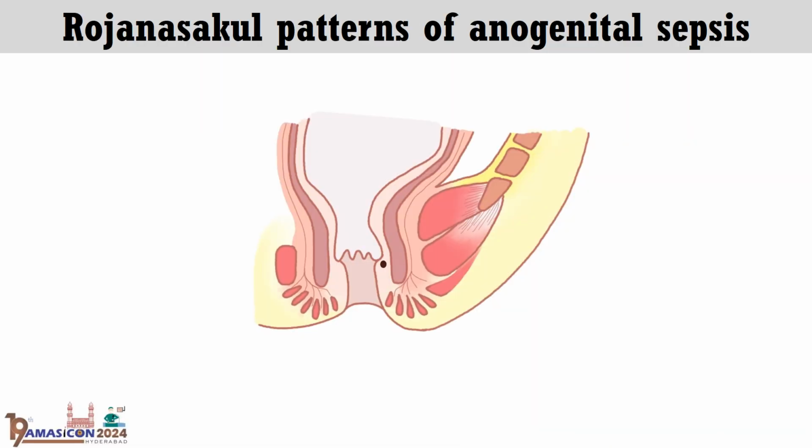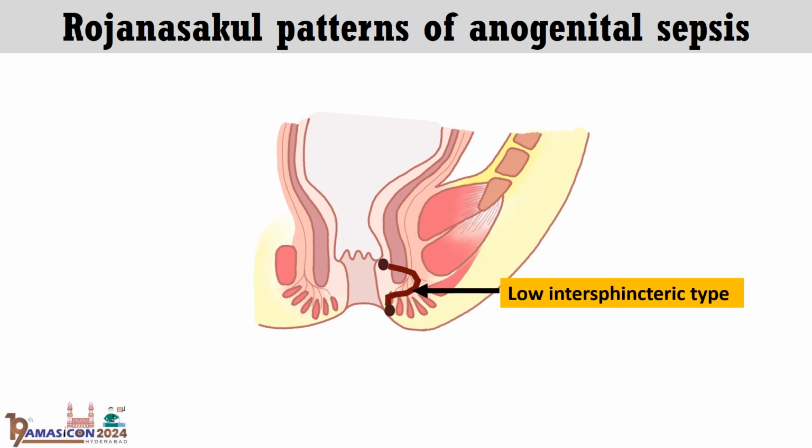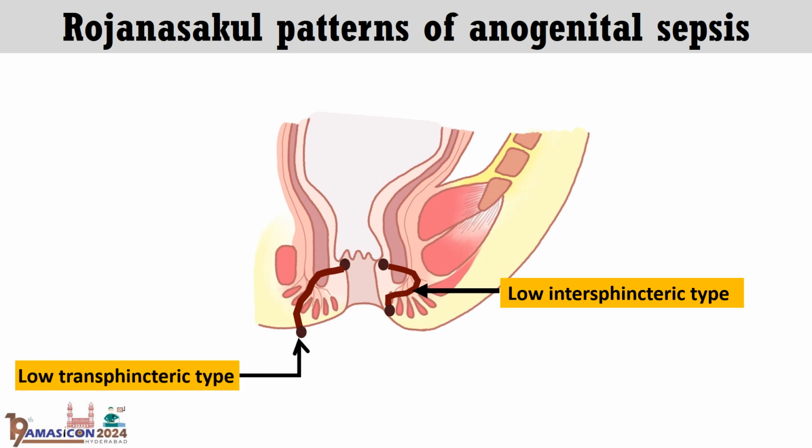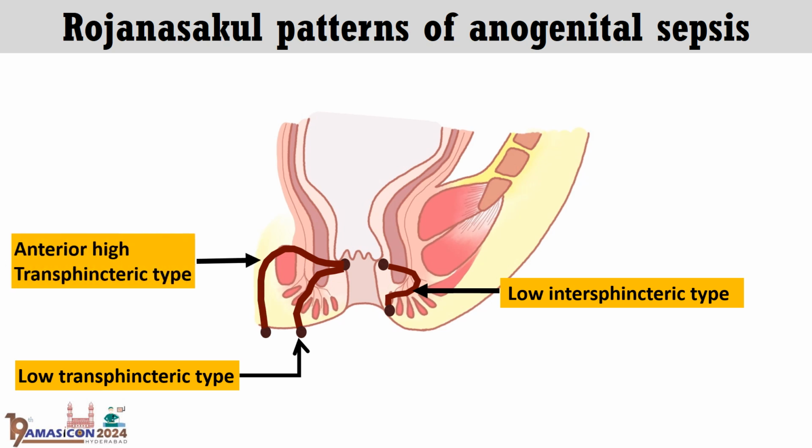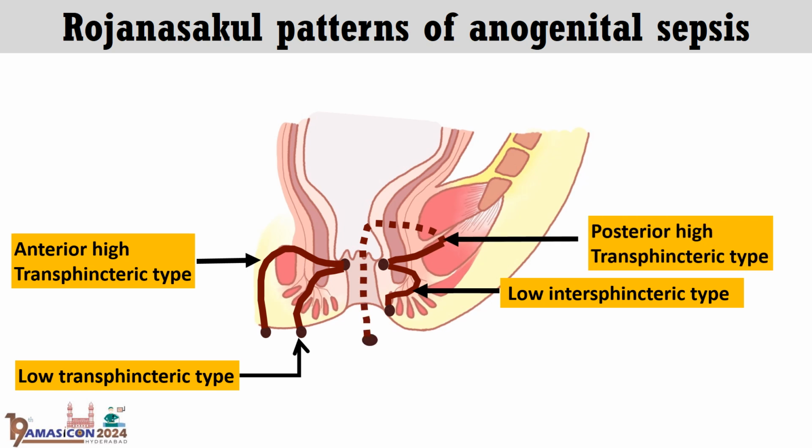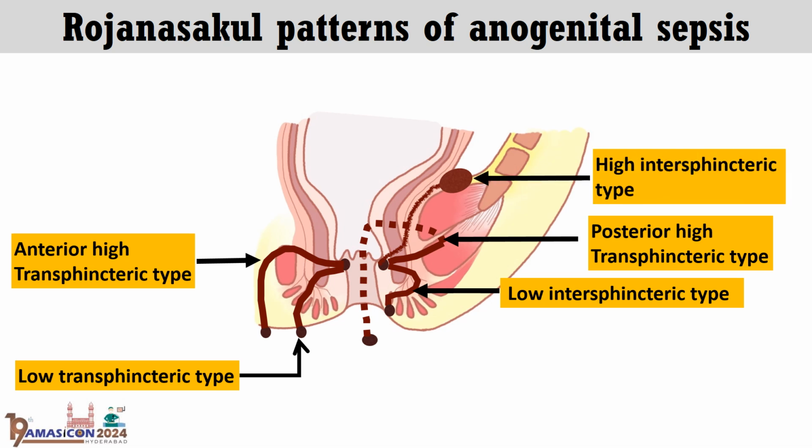These are the natural patterns. The patterns it can form, as per Dr. Rajna Sukal, are: low intersphincteric type, traveling between the sphincters; low transsphincteric, traveling between the subcutaneous and superficial parts of the external sphincter; high transsphincteric, where anteriorly it involves the deep perineum, so anterior high transsphincteric; posterior high transsphincteric, which involves the deep posterior space; and if it goes between the muscles above, high intersphincteric or supralevator.